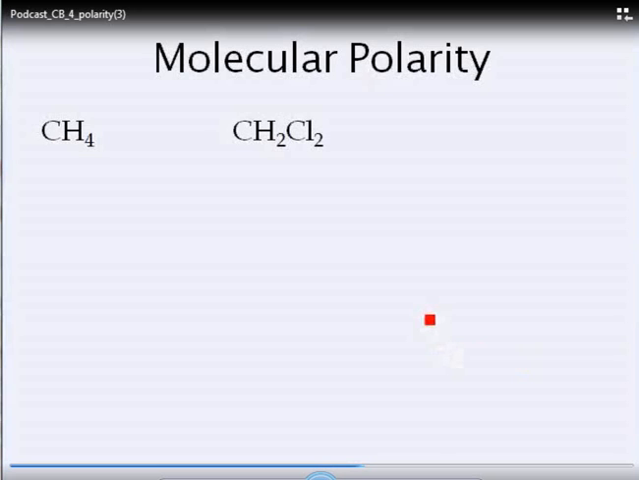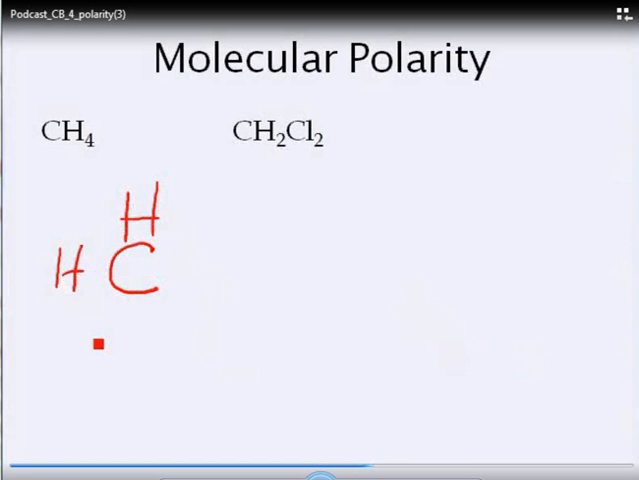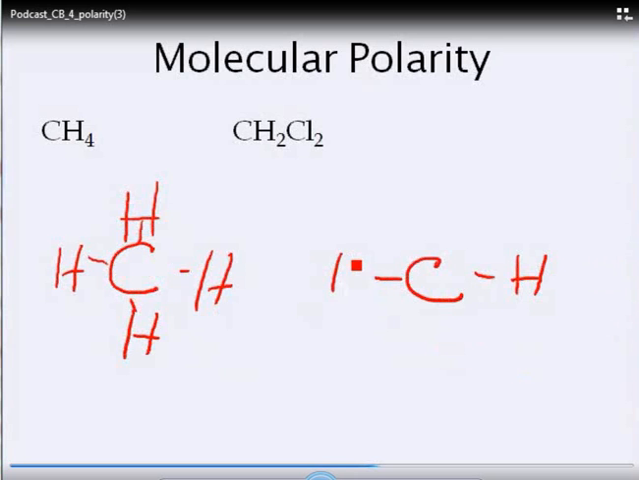So we've been talking about polarity of bonds so far, but now let's talk about polarity of molecules. So let's go ahead and draw these two. I've got carbon tetrahydride, right? And I have... so in both cases I have shapes that are tetrahedral.